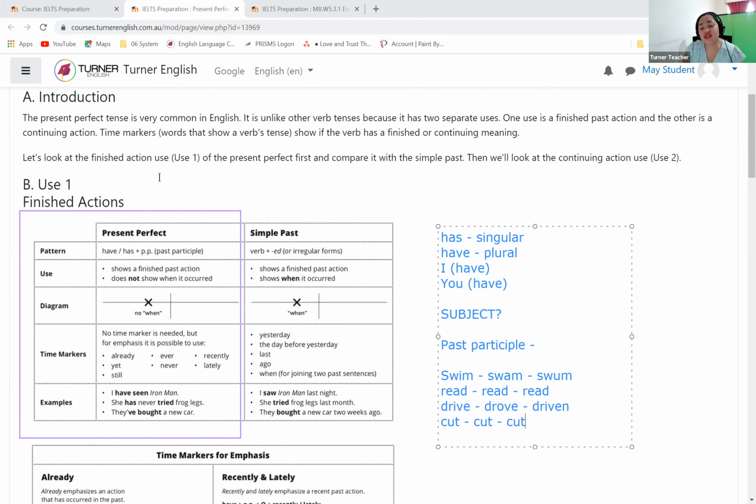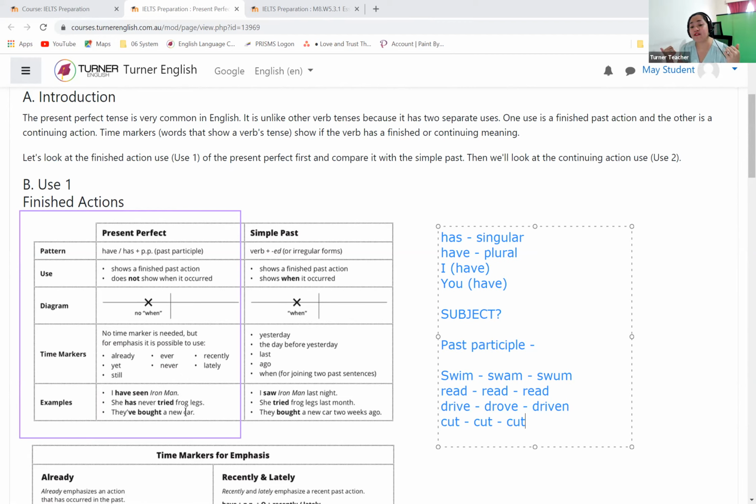The use of the present perfect here in this example shows the action has already finished, and we don't know exactly when it occurred. That's why we use the present perfect here. We use the time markers already, yet, still, ever, never, recently, or lately. For example, I have seen Iron Man. You don't know for sure when it happened, but you know for sure the action is finished.